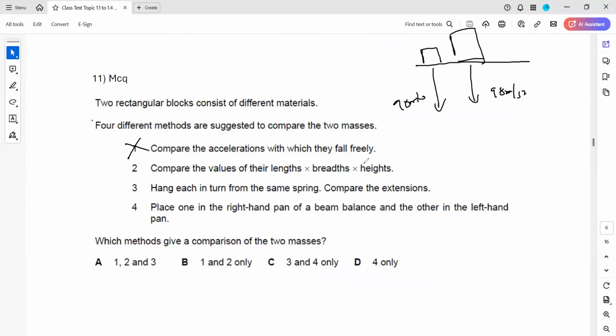Compare the values of length, breadth, and height, which means comparing their volume.